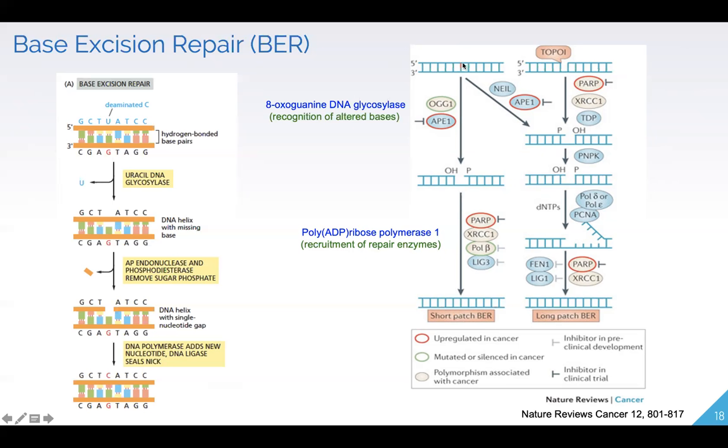So again, you start with the lesion on a single base, you remove that damaged base, and you replace it with the correct base using information from the sister strand.